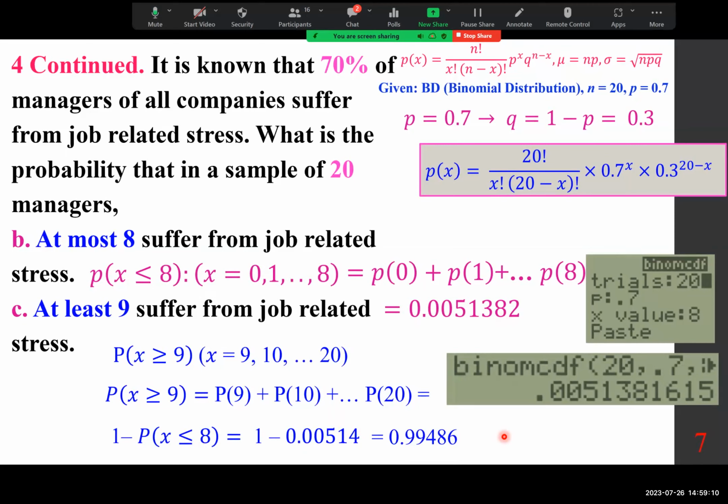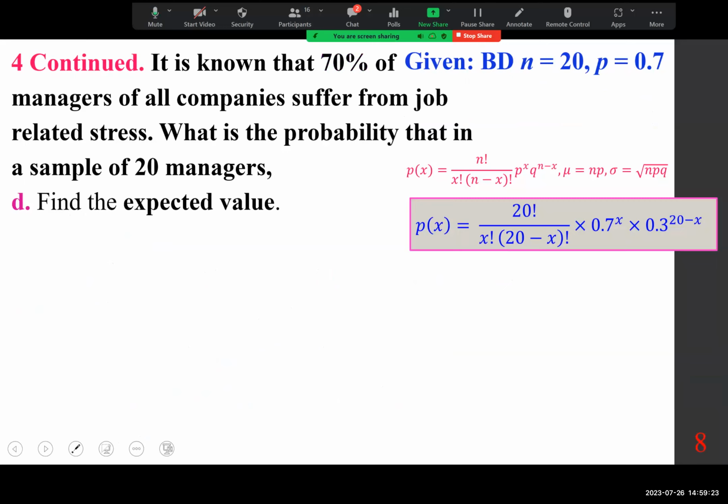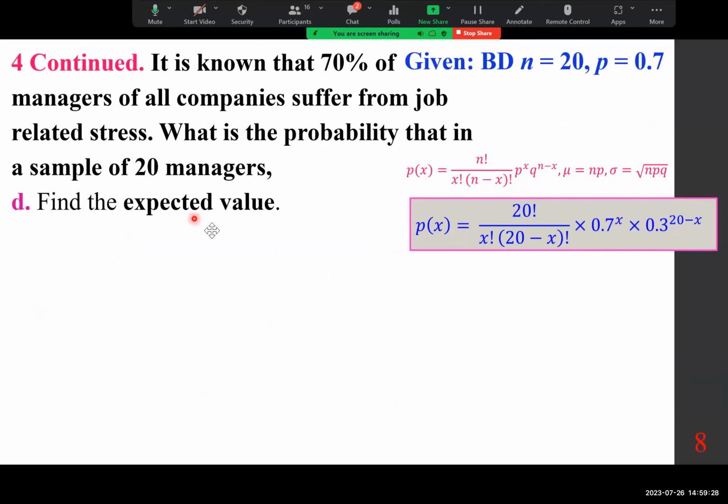Again, pay attention to the fact that probability is always between 0 and 1. Can it be 0? Yes. Can it be 1? Yes. Can't be negative. Can't be larger than 1. Can't emphasize this enough. We're going to continue, and the next part, same question. We are repeating the same question. Now we want to find the expected value.